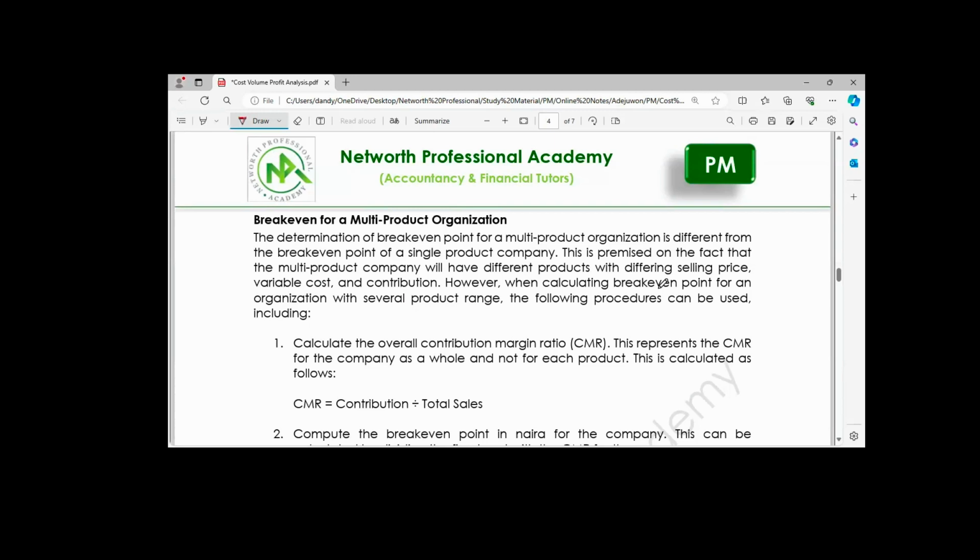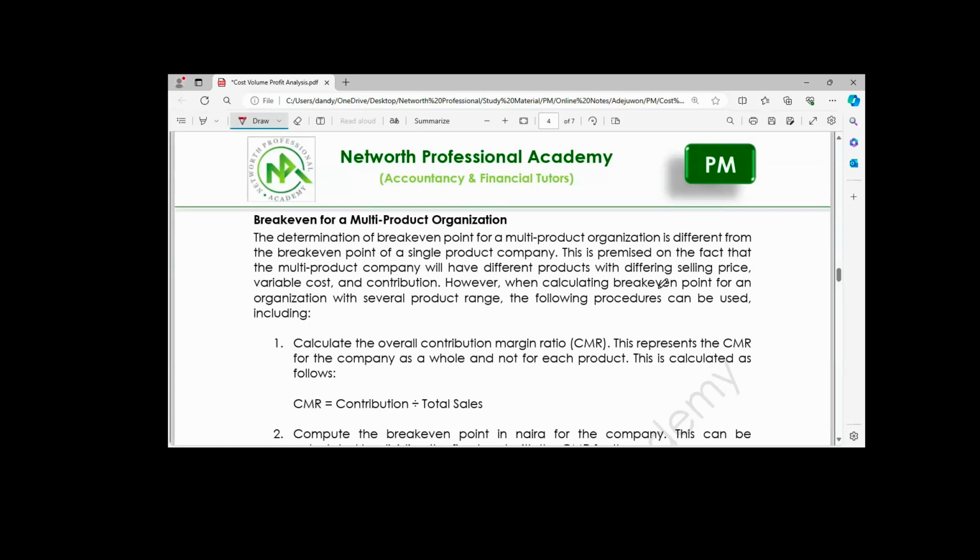Therefore, when the examiner asks you to determine the number of units required to break even or the sales value required to break even, or simply put, when you want to calculate break-even points, you need to find out before you begin to solve. You need to check from the question whether it's a multi-product organization or a single product organization. A multi-product organization is a company that produces more than one product. For example, a company can produce products A, B, and C, or products A and B, relative to the companies that produce just one product. All right.